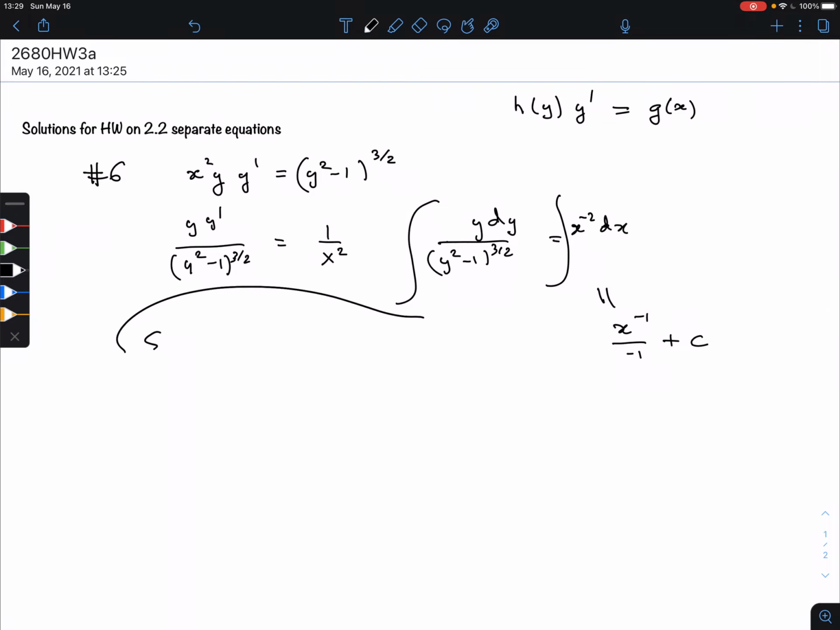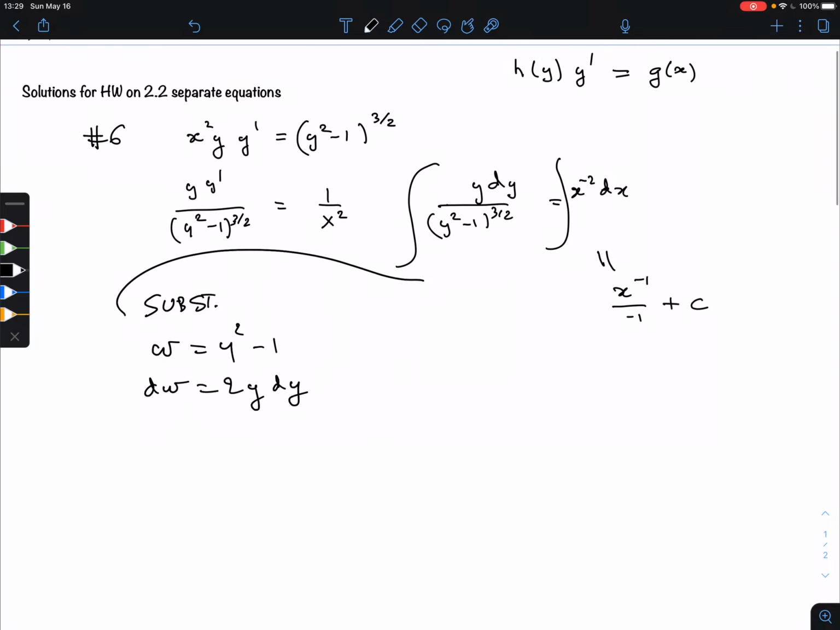So to do this, we do substitution. w is equal to y squared minus 1. Then dw is 2y dy. Remember the steps of substitution. And we have a y dy here. We want to match this. That's one way. I do it this way. You might have learned a different way. So that's what I'm doing here.